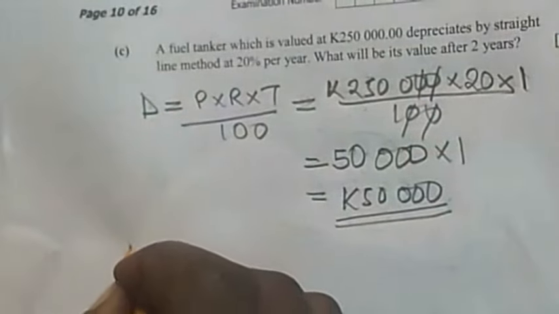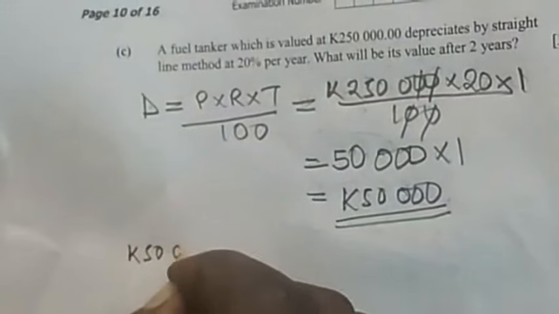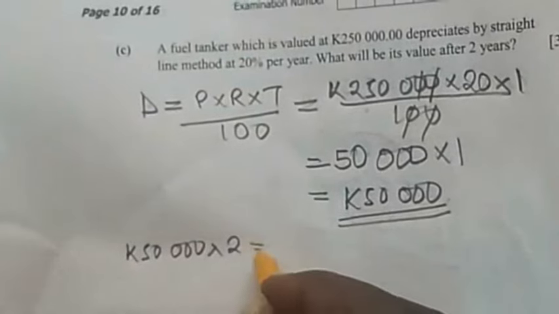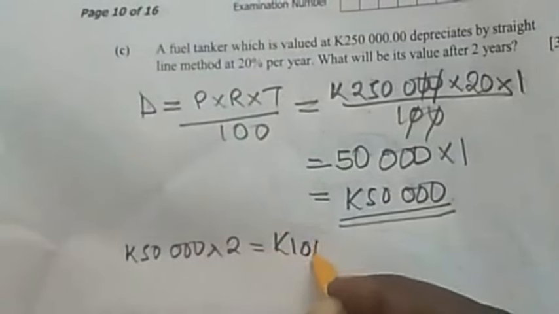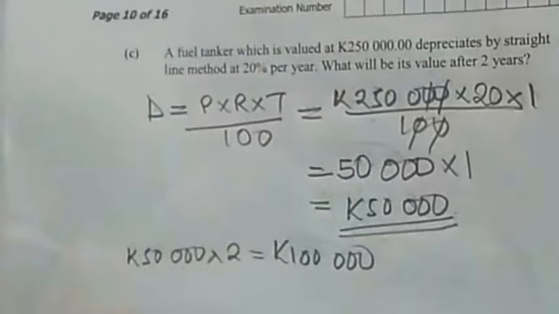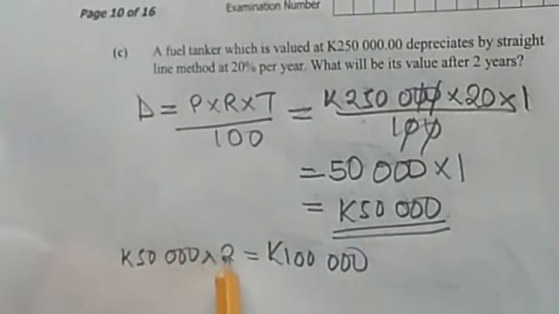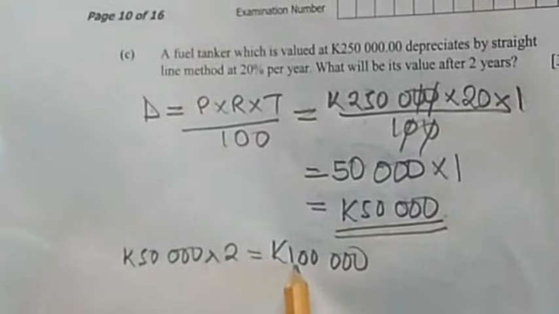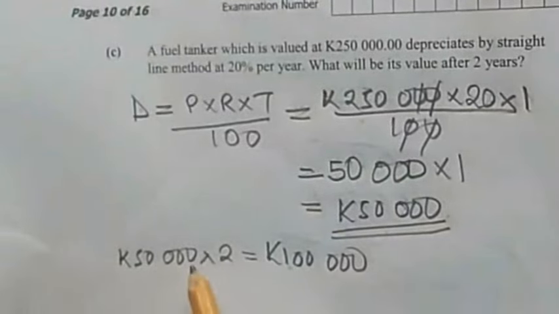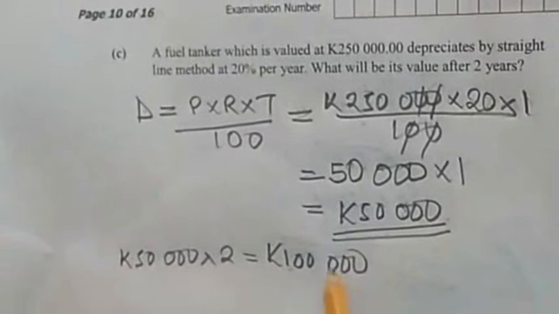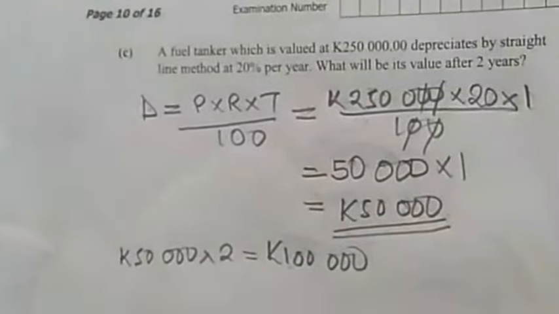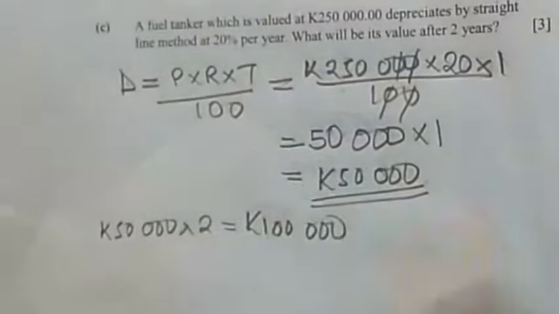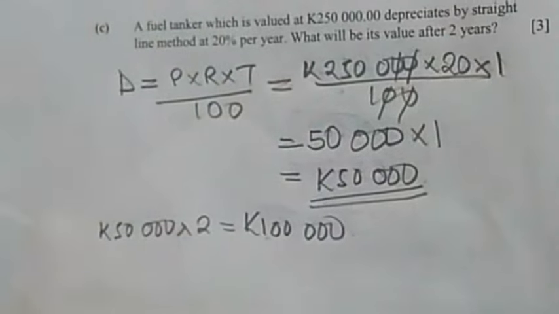So we're going to have 50,000 by 2. Then it's going to be 100,000, because we can ignore these zeros. We multiply 2 by 5, which gives us 10. Then how many zeros did we ignore? 1, 2, 3, 4. These are the 4 zeros. So 50,000 times 2 gives us 100,000. This is the depreciation of the tank in 2 years.